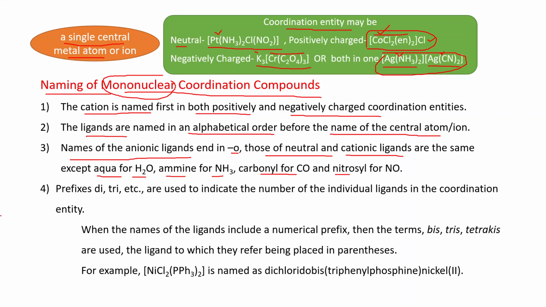Prefixes like di, tri, tetra, etc. are used to indicate the number of the individual ligands in the coordination entity. If the same ligand comes 2 times, then we use di. If it comes 3 times, then we use tri, and tetra for 4 times, penta, hexa, and so on.